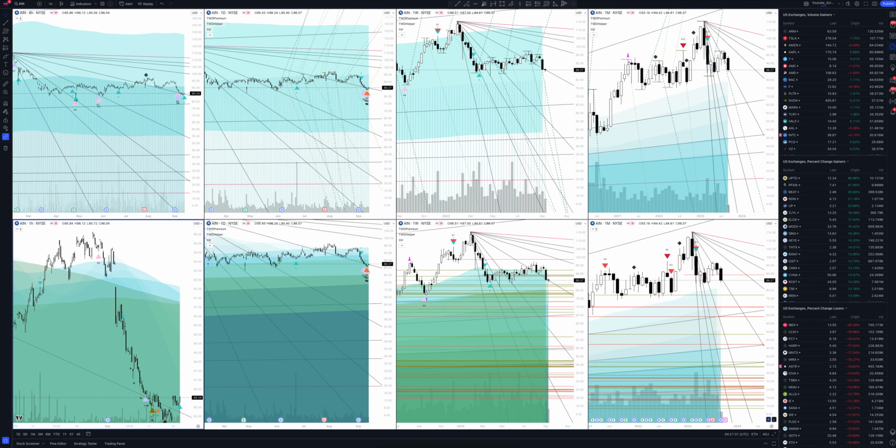Today we will take a look at Albany International Corp. stock. Let's analyze the market situation and find out how you can make money on it. Let's start.